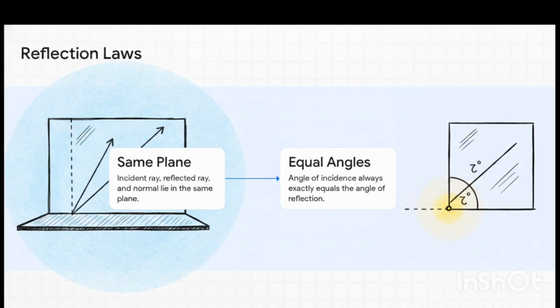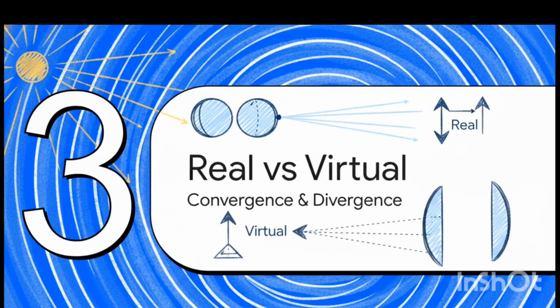Step 1. The incident ray coming in, the reflected ray bouncing off, and the normal, which is just an imaginary perpendicular line right at the surface, all exist perfectly in the exact same plane. Step 2. The angle of incidence is absolutely always equal to the angle of reflection. So if light comes in at a 30-degree angle, it is bouncing off at exactly 30 degrees. No exceptions, ever.